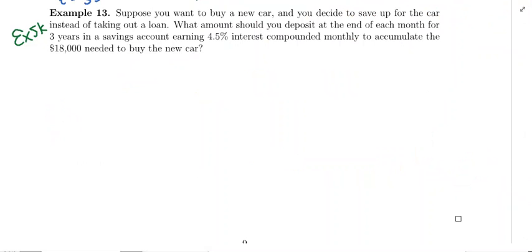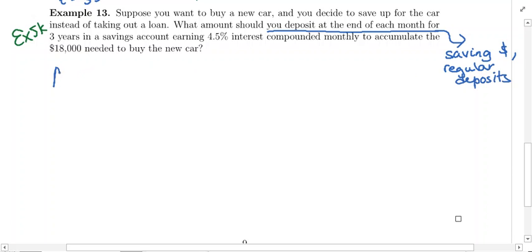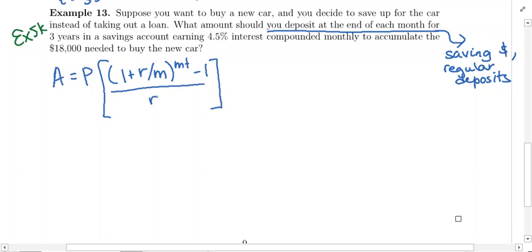So let's go ahead, I'll notate that on here as well. We're depositing money at the end of each month. So saving money, regular deposits. And because of that, we will be using this formula, future value of an annuity. All right, so let's figure out what we're given, what we're looking for, and then we can plug everything in and solve.